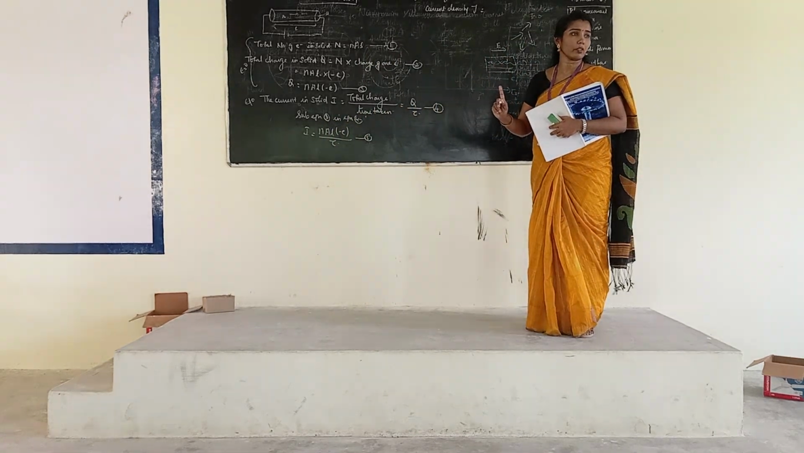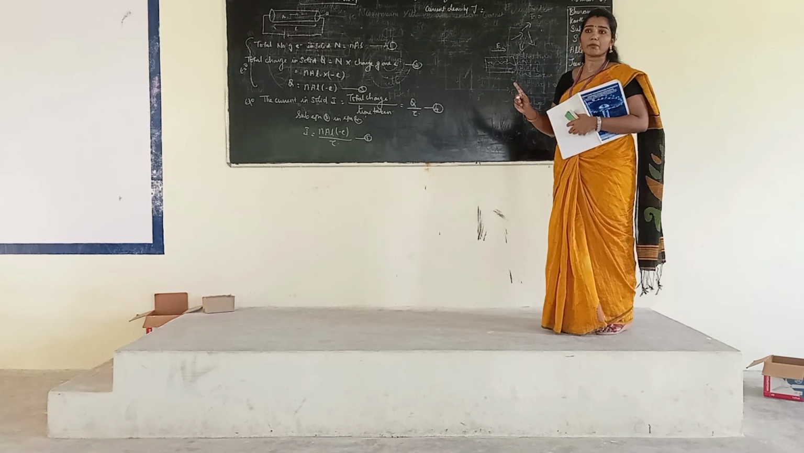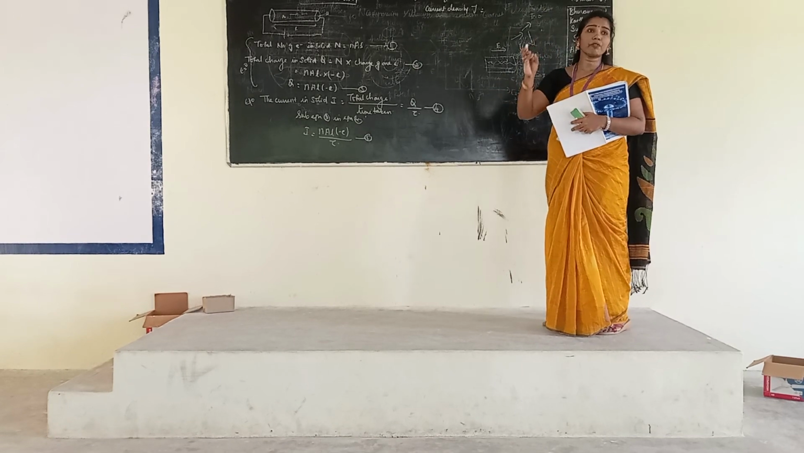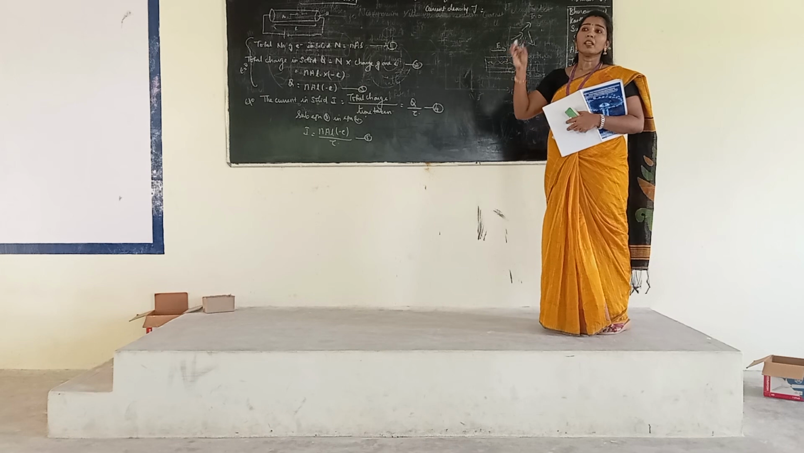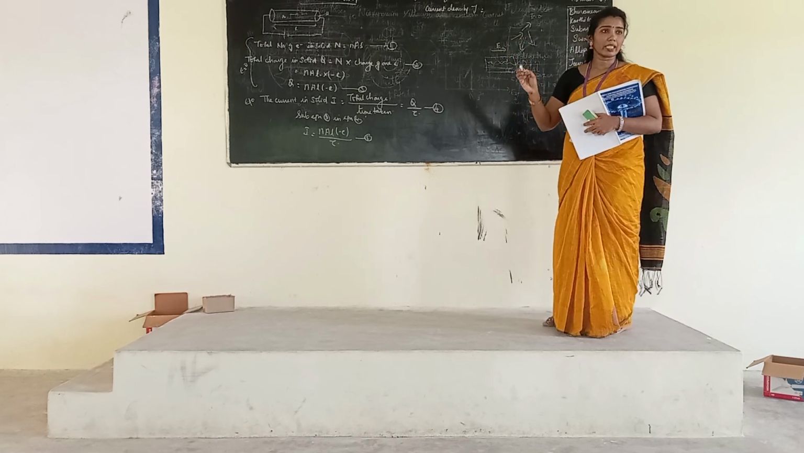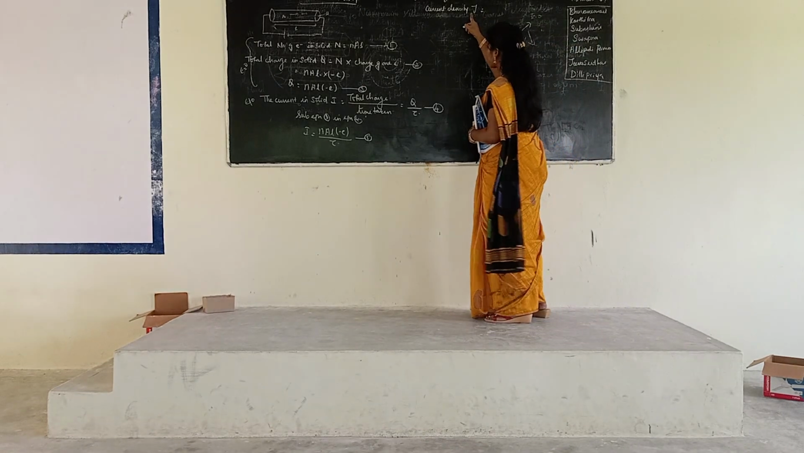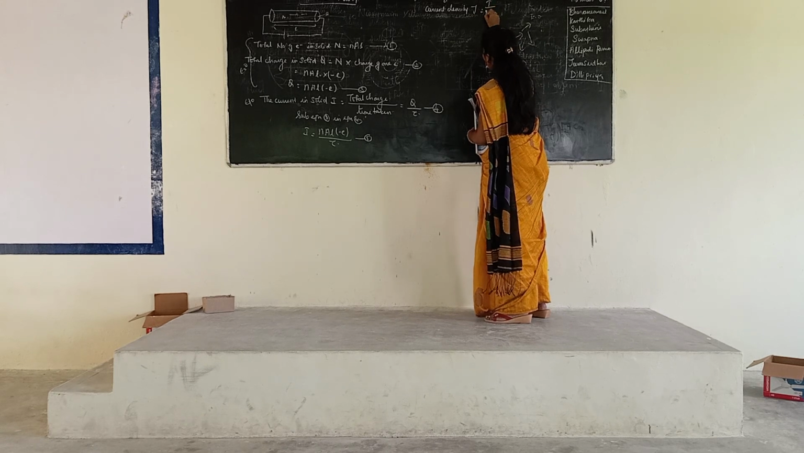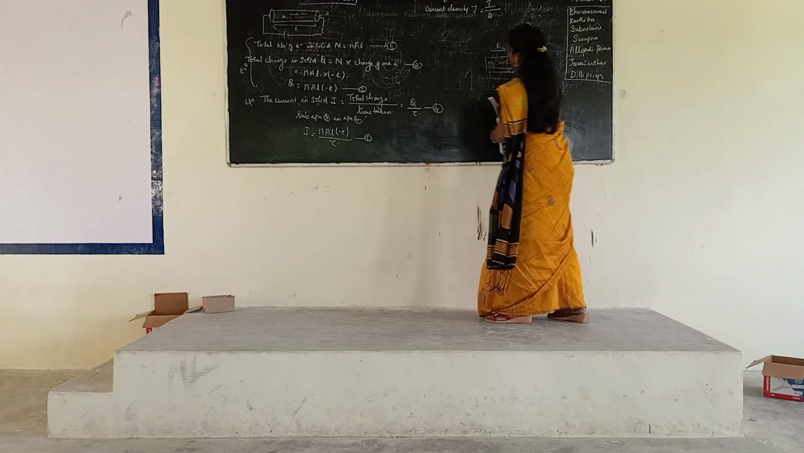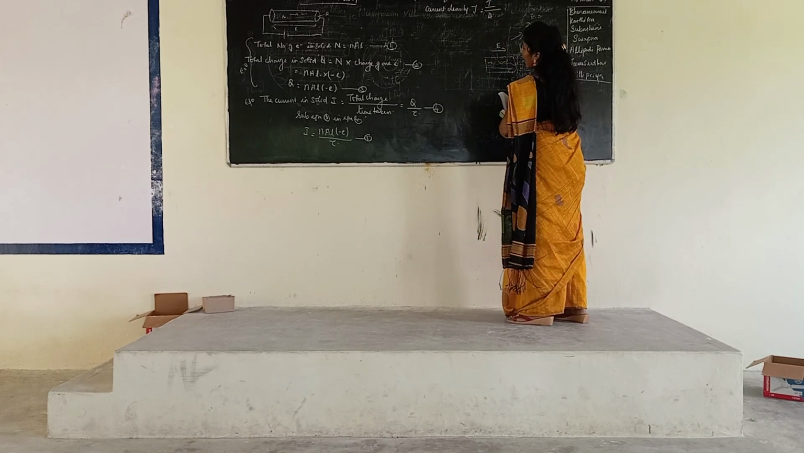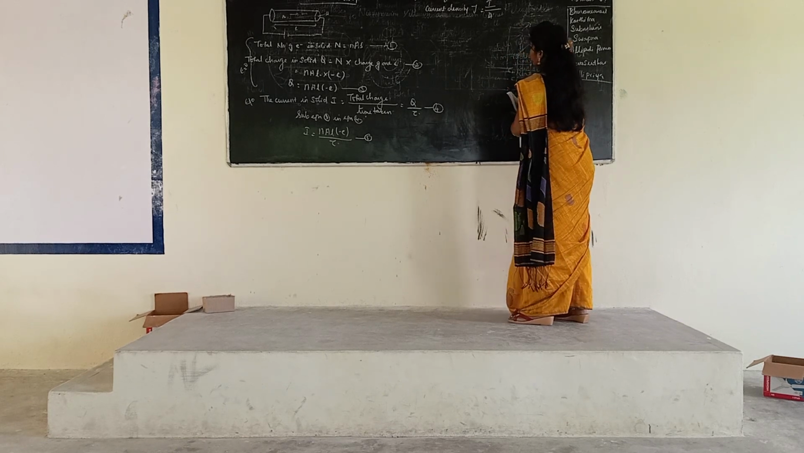Okay. Current density, what is the formula? J is equal to the current flowing through the material per unit area. So that is called the current density. It is represented by J. J is equal to I divided by A.